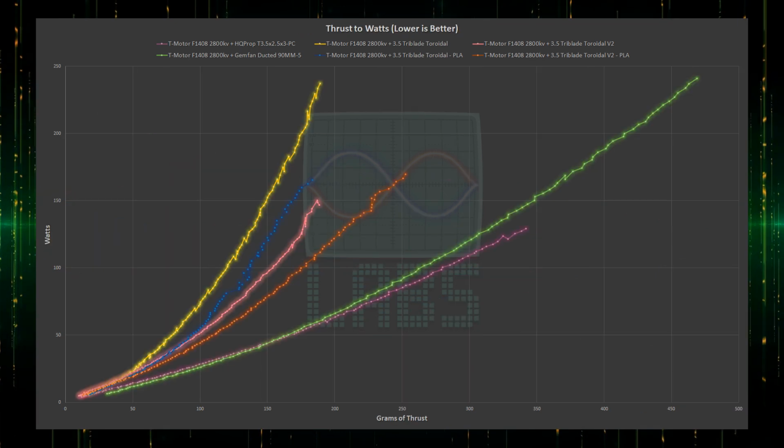Finally, we can look at the grams of thrust generated to watts of power. Here we can see the propellers in PLA produce more thrust for the same power, and more top-end thrust, at least for the one that doesn't explode. It is an improvement, but still significantly underperforming in both thrust and efficiency compared to the traditional propellers.